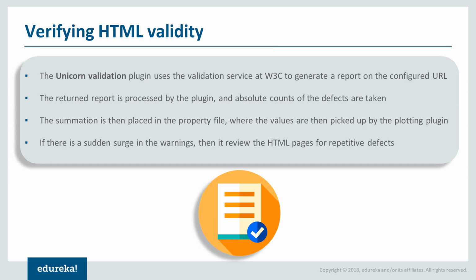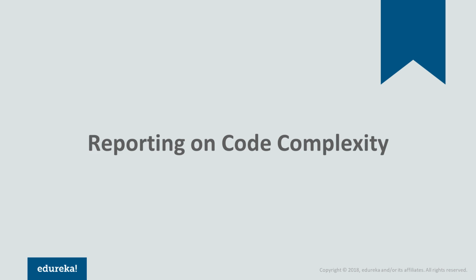So this Unicorn validation plugin uses the validation service at W3C to generate a report on the configured URL. The returned report is processed by the plugin and absolute counts of the defects are taken. The summation is then placed in the property file where the value is then picked up by the plotting plugin. And if there is any kind of sudden surge in the warnings, then it reviews the HTML pages for repetitive defects. And of course, once you have gained the understanding, you need to do the reporting on the code complexity.